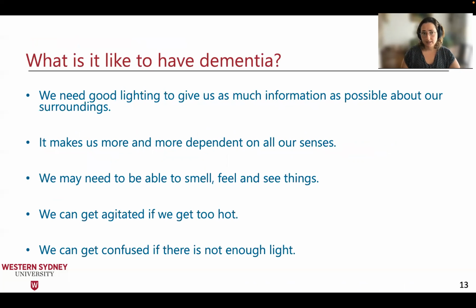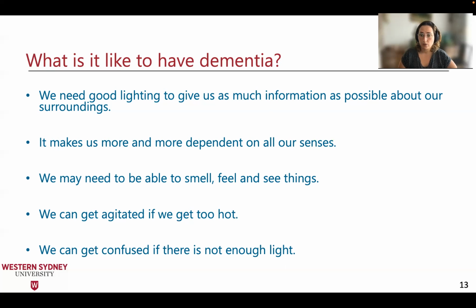What's it like to have this? They need good lighting to give them as much information as possible about their surroundings. So often, sometimes with also visual loss, one of the steps to try to help a person navigate through their house might be putting fluoro markers on everything that they're meant to use, or on the tap or on the fridge handle, just to increase the contrast of their environment around them and to provide them with more information and to highlight what it is that they need to use.